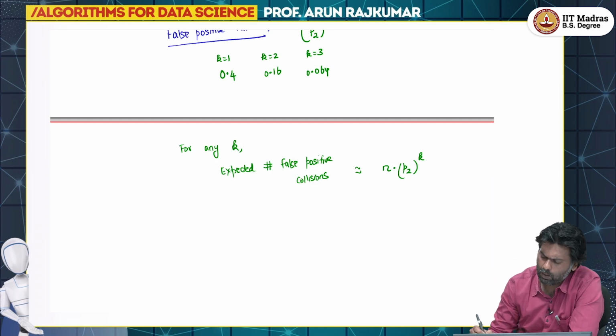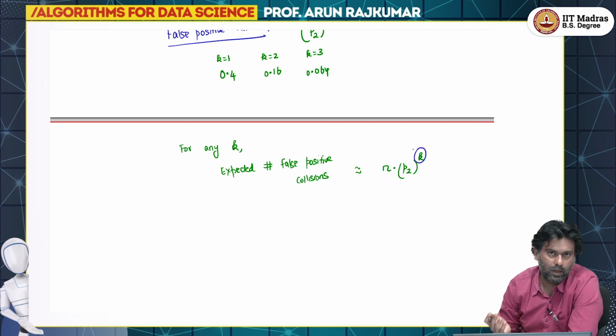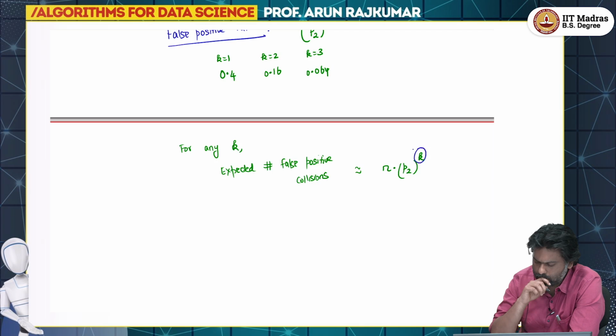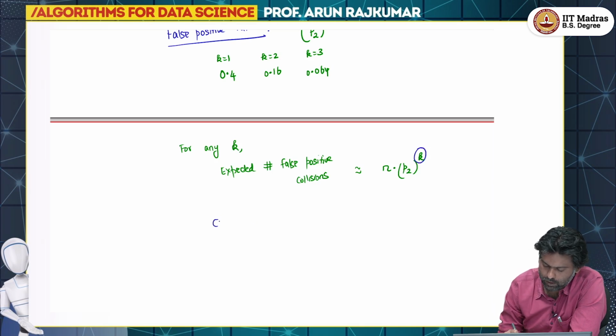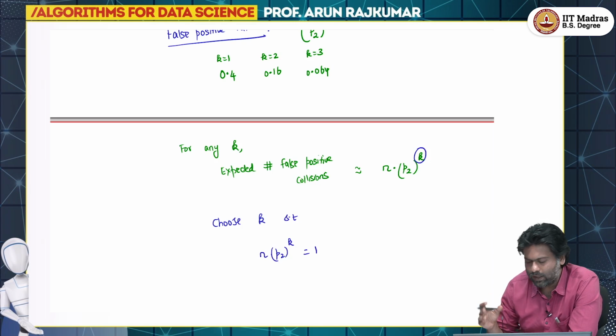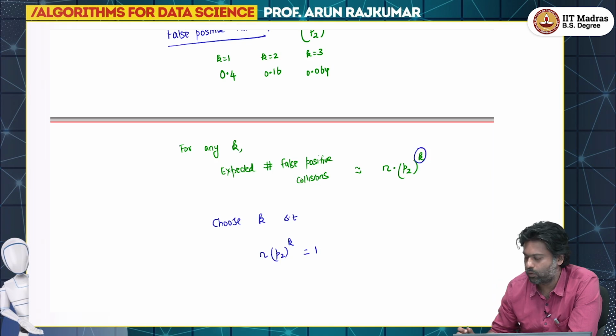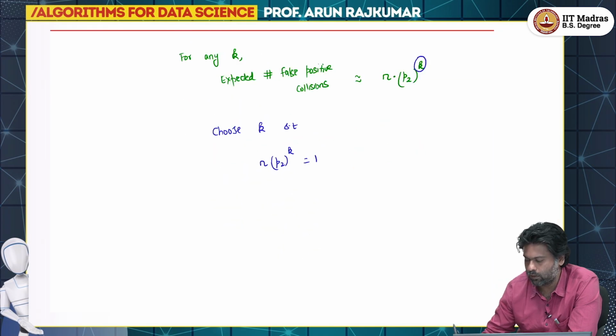But now I have the power to choose k. I can AND it as many times as I want. So, let us say I choose k such that n times p2 to the power k is just 1. When I say 1, it is order of 1, but for now let's think of it as just 1. So, I just want one false positive.